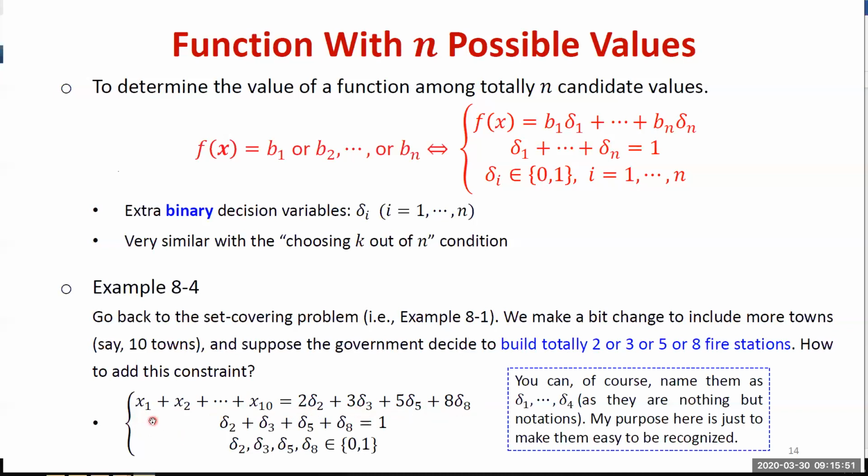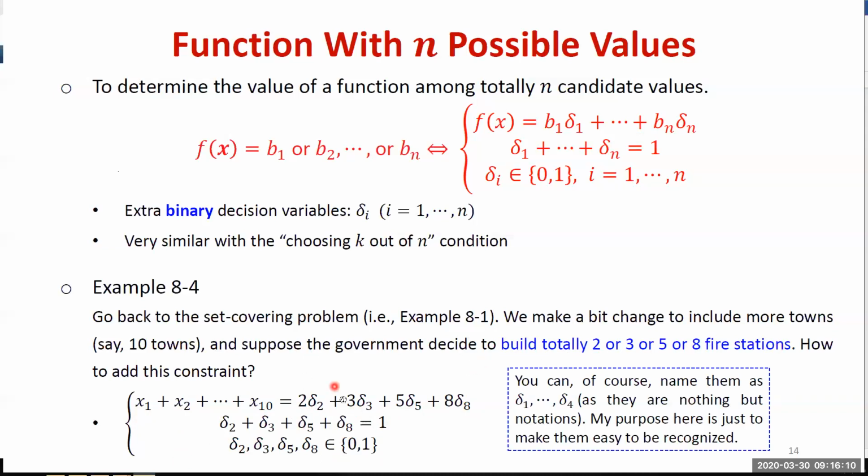That means the total number of fire stations must be exactly one number among them, 2 or 3 or 5 or 8. And then I use the same way here: delta 2 plus delta 3 plus delta 5 plus delta 8 equal to 1, and all deltas are 0, 1. So in this way, I can easily formulate this logic.